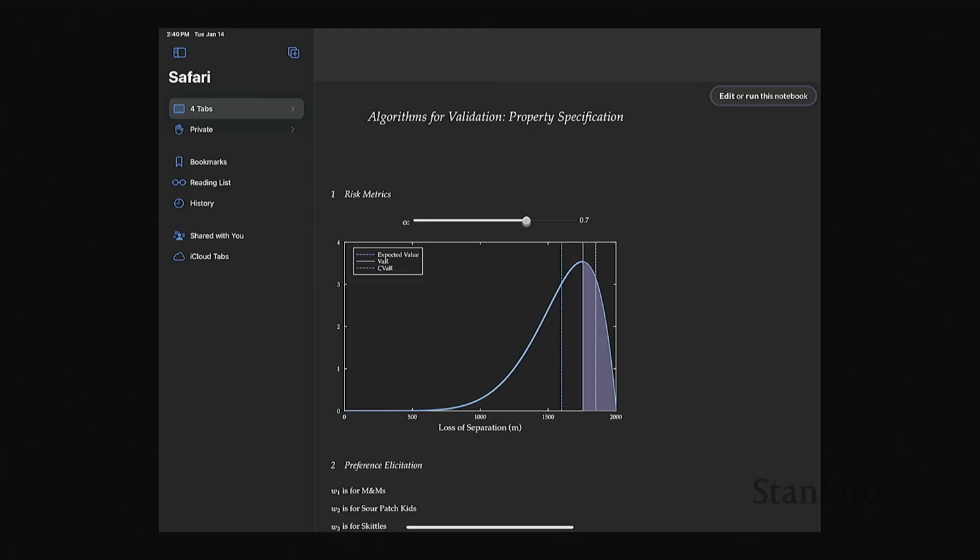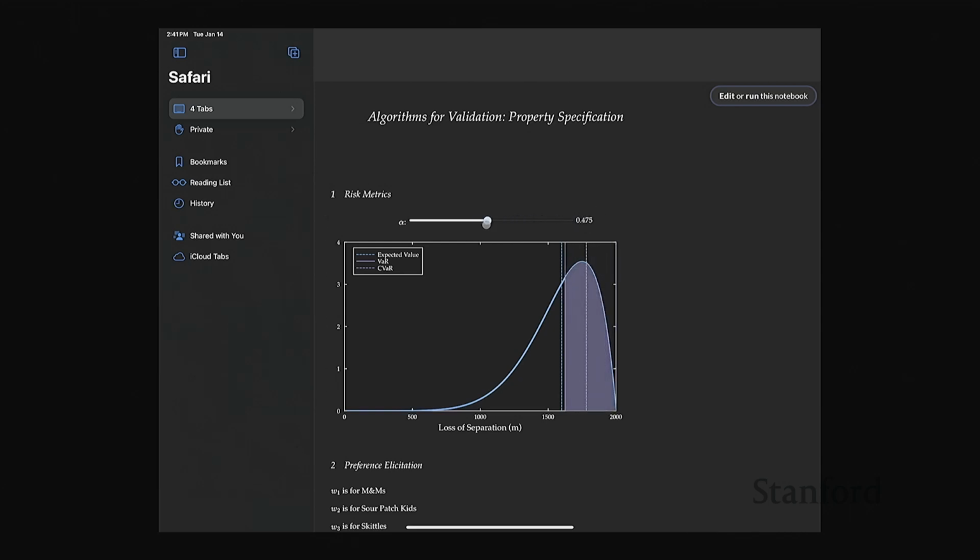So if alpha is 0.7, we're saying we want to focus on the 30% worst case outcomes. As we increase alpha, you can see that we focus even more on the tails there, the true worst case outcomes. And as alpha approaches 1, we're just focusing on the absolute worst thing that could possibly happen.